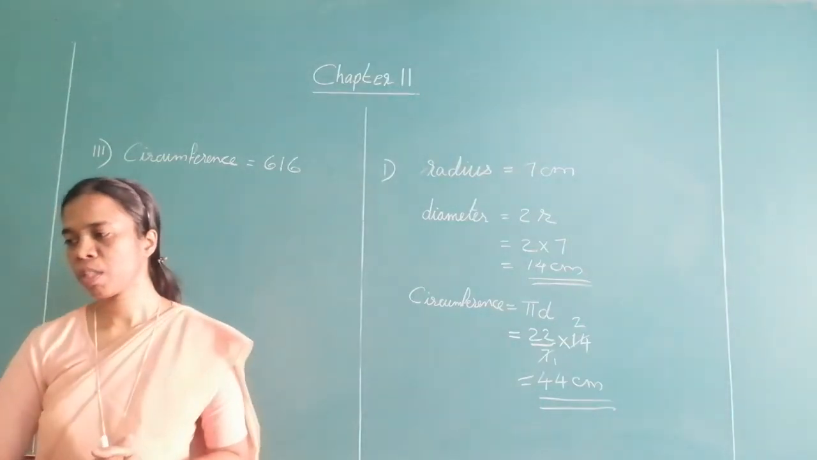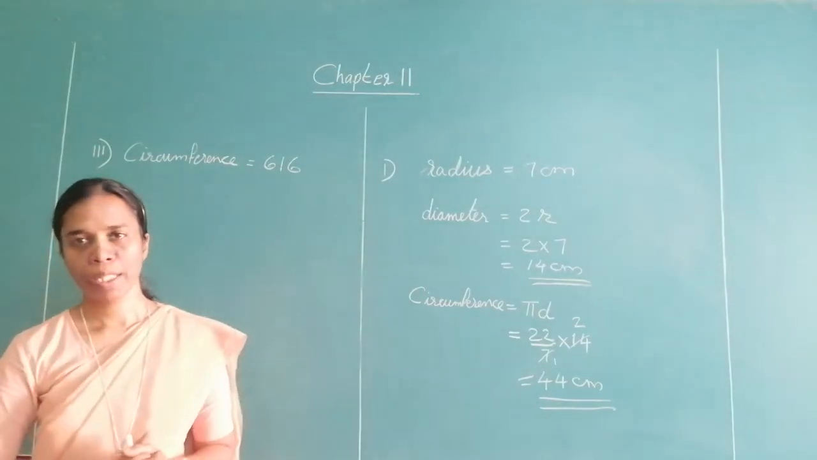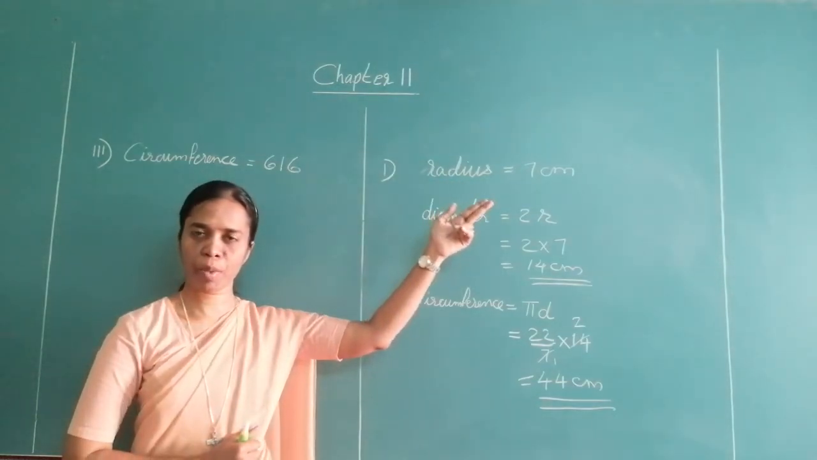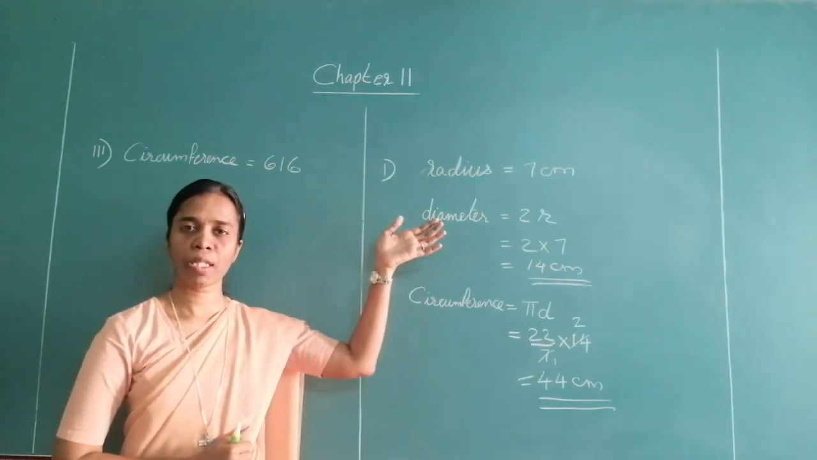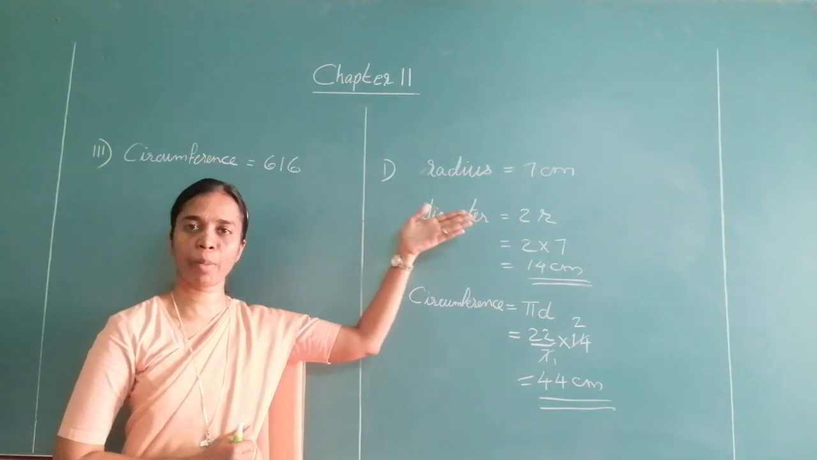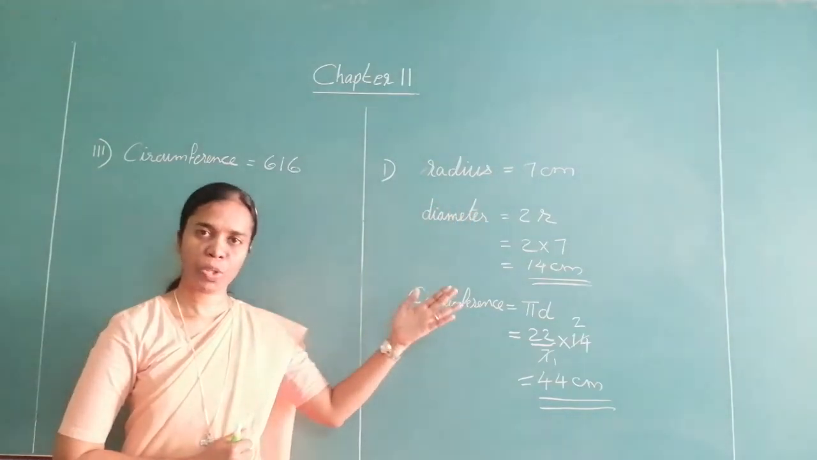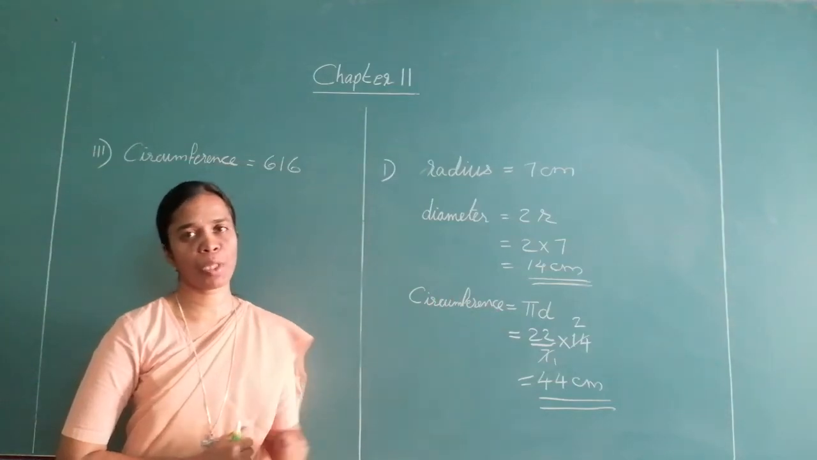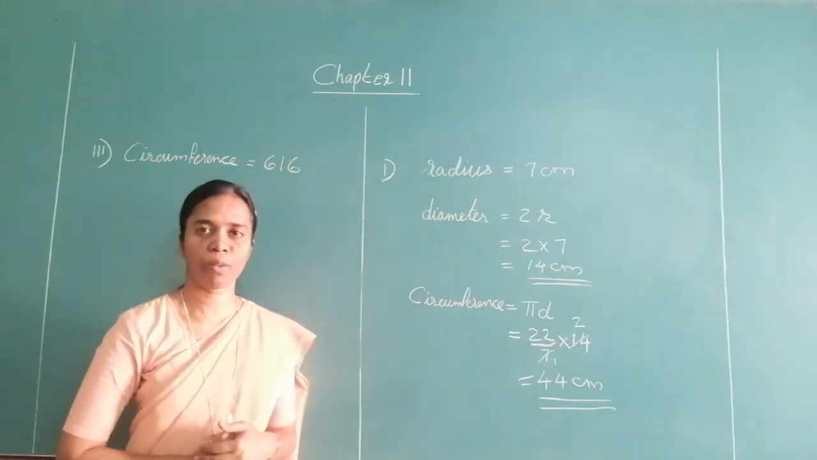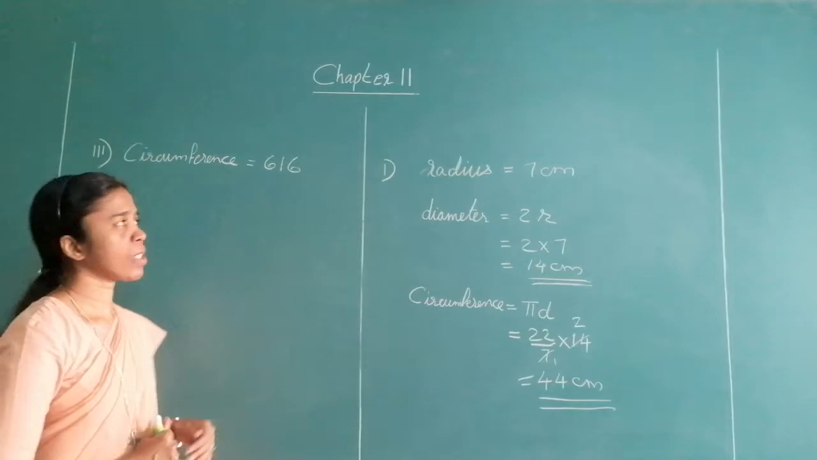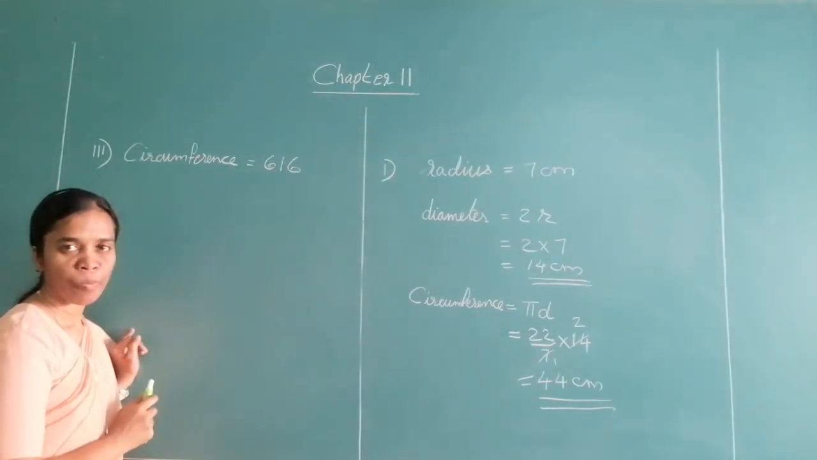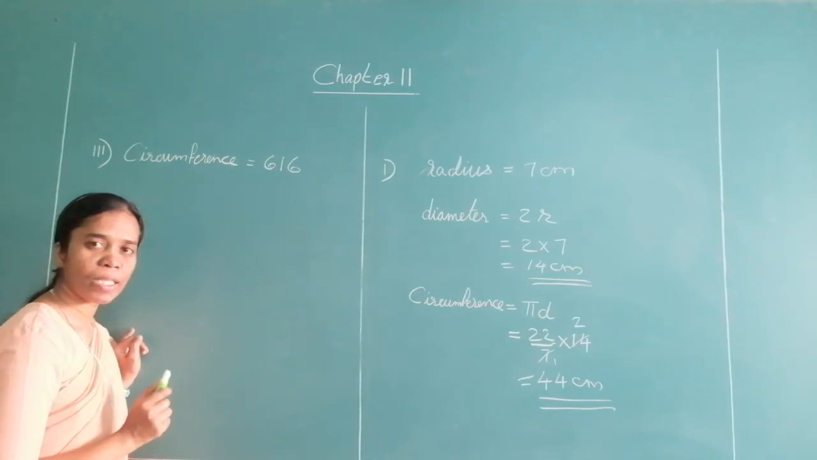Second one you are given 28 centimeter as the diameter. So you write first diameter is equal to 28 centimeter. How do you get the radius? Radius is equal to diameter upon 2. Substitute the values, get it. Circumference is equal to whichever formula you want to use, you can use and get the value. Third one, we are given the circumference. Circumference is equal to 616. You have to find the radius and the diameter.